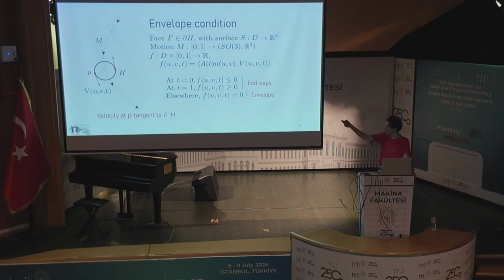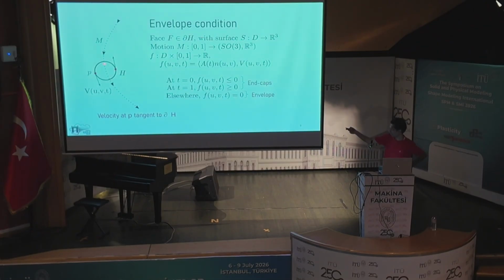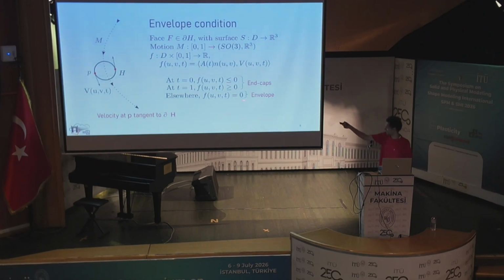And this is exactly what is captured by this function f, which is defined on the UVT space. Here UV are the parameters of the surface S, which forms the boundary of H, and T is the time, that is a parameter of the motion. So F of UVT is simply the dot product of the normal at UVT and the velocity at UVT. And we are interested in the zero set of this function F. That is what we're interested in, and the set of points which satisfy this equation will be called the envelope set.